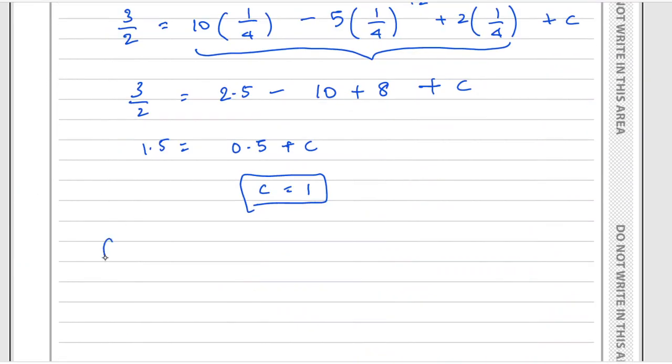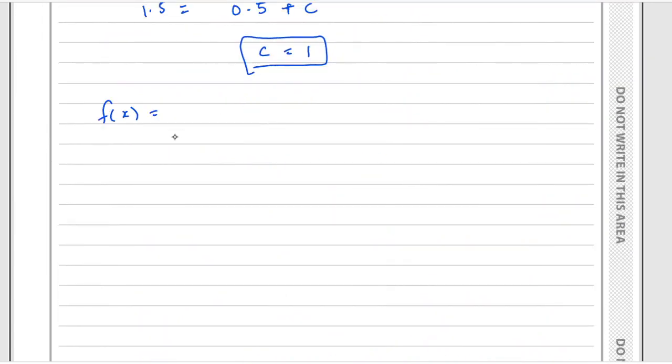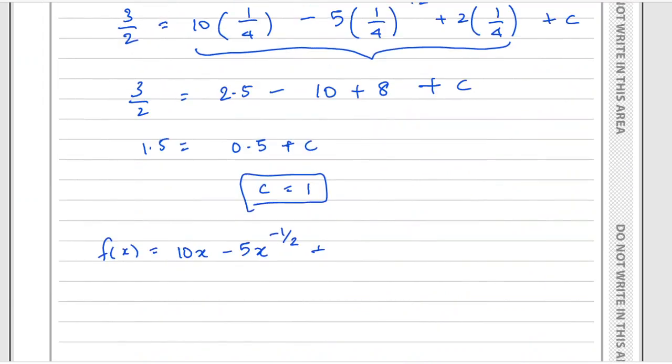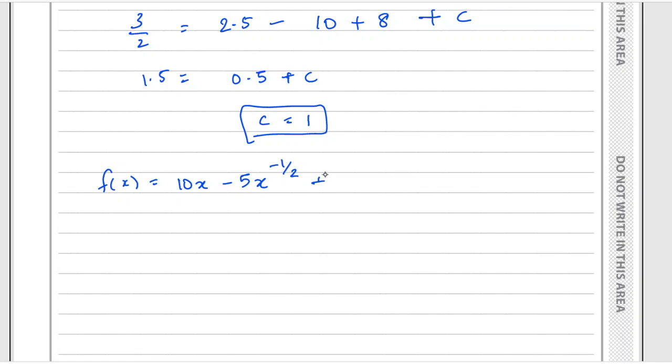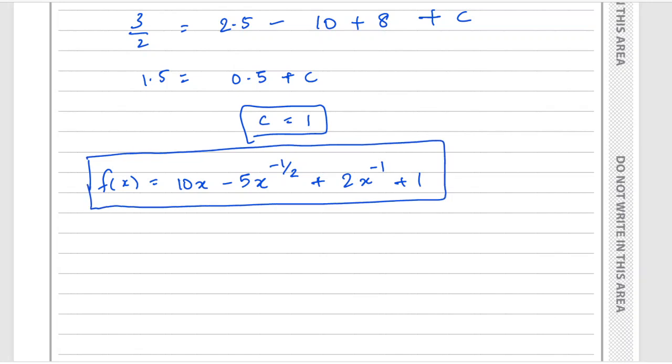So the final equation of your function is equal to 10x minus 5x to the power negative half plus 2x to the power negative 1 plus 1. So this is your final function. Okay, so we'll go through the mark division also.